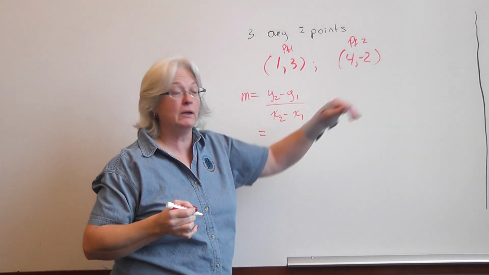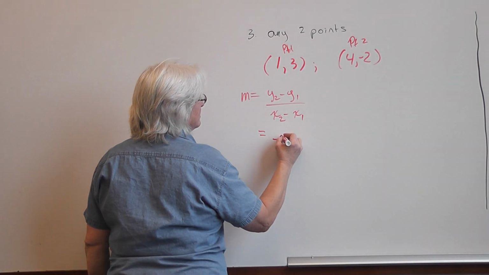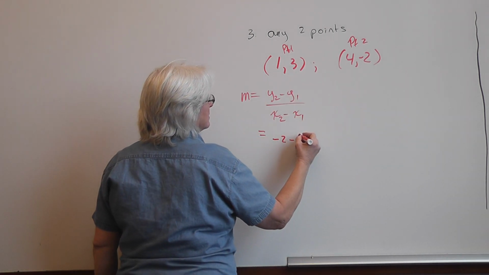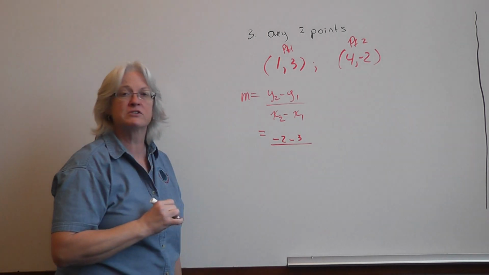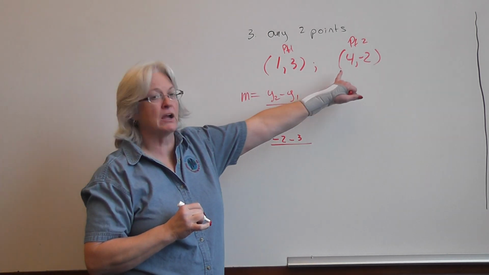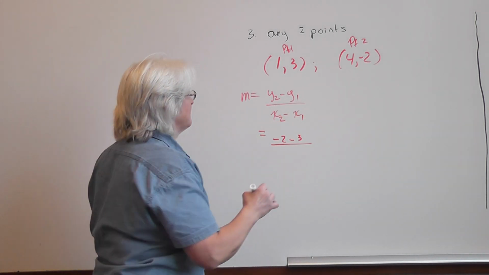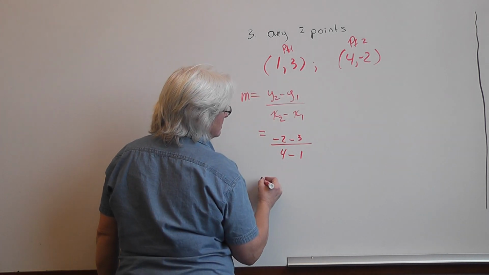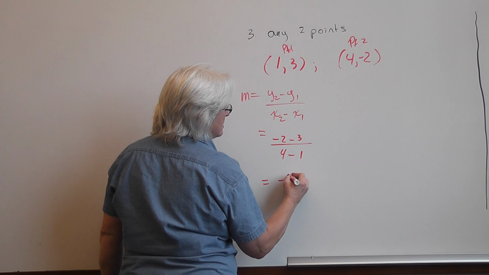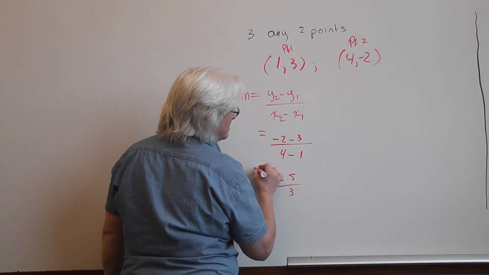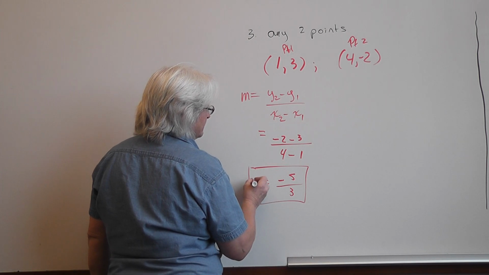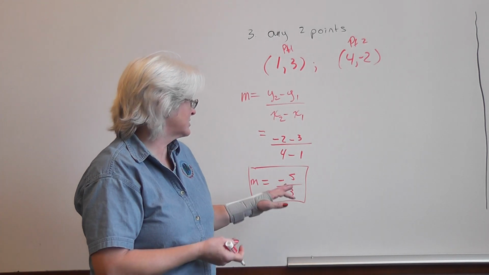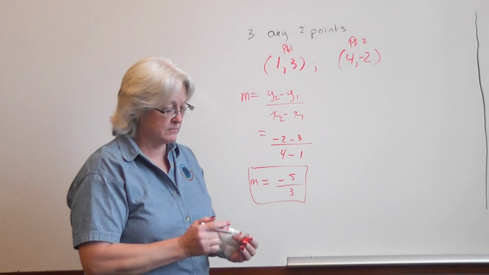So our second y coordinate is a negative 2 minus our first y coordinate is a 3. The difference of our y coordinates, the difference of our x coordinates. Our second x coordinate is a 4. Our first x coordinate is a 1. Negative 2 minus 3, negative 5, 4 minus 1 is 3. So our slope of this line, we've calculated it. We now know that our slope is a negative 5/3.